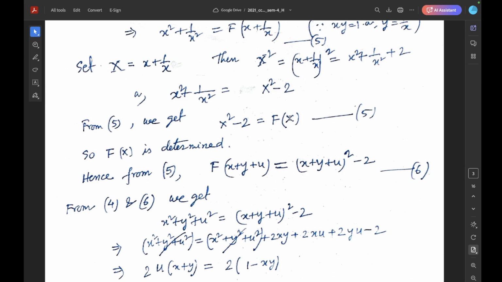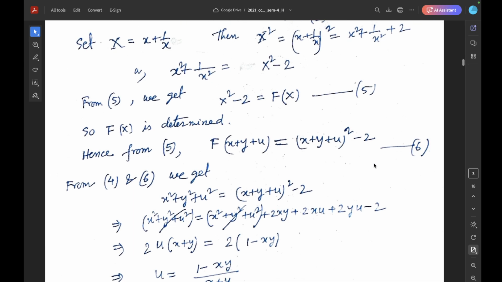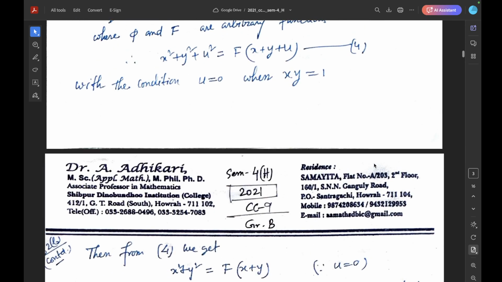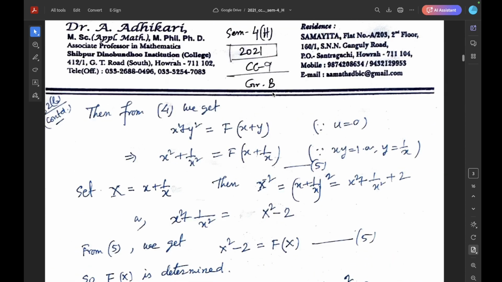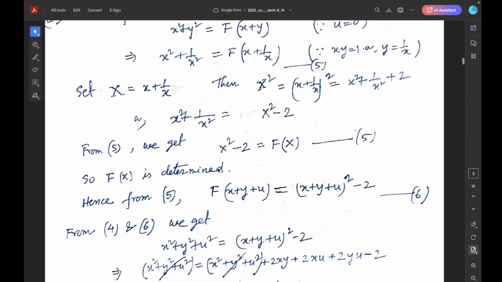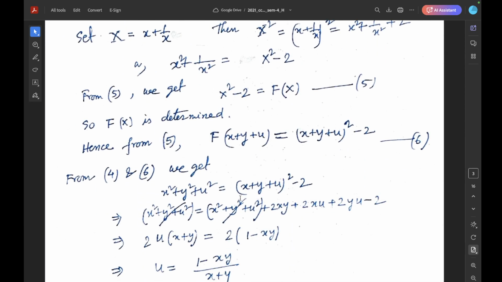So here the argument of f, capital F, is x plus y plus u. Then in place of capital X we can write x plus y plus u whole square minus 2. From 4 and 6, this is equation 4, and this is equation 6, we can write x square plus y square plus u square equal to x plus y plus u whole square minus 2.